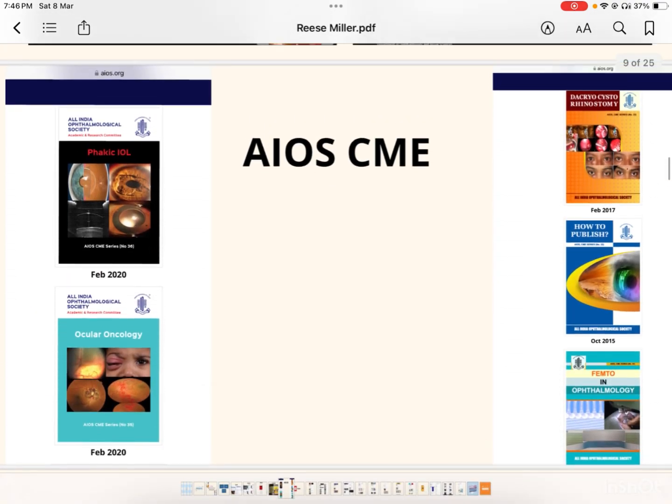Another source is the AIOS CME, which stands for the All India Ophthalmological Society CME, which are small booklets on topics which are upcoming or in vogue. And AIOS has very kindly just compiled all of the information on that resource or the standard of care for that topic and put it into a small book. The really small books contain all the extensive information in one place, so it's a very important resource, shortened resource. Everything that you need to know will be here.